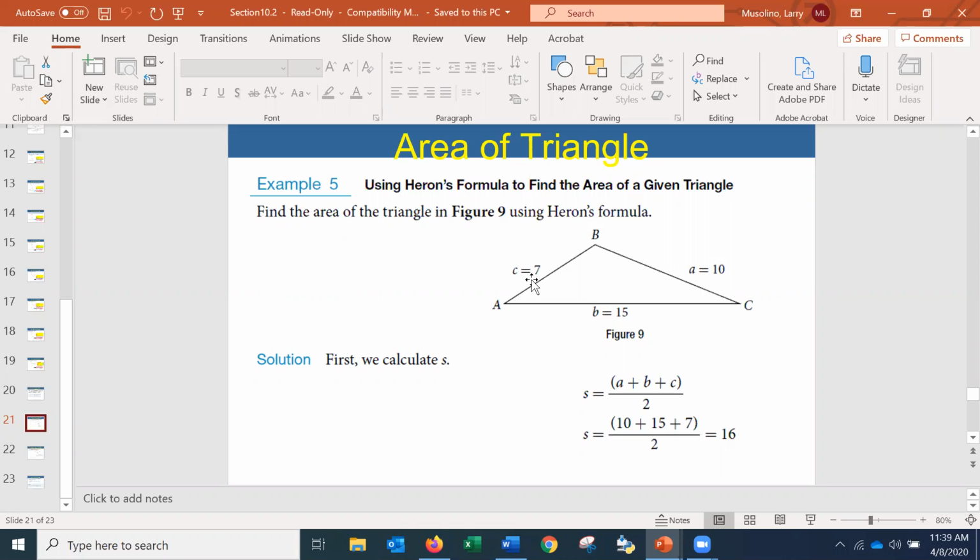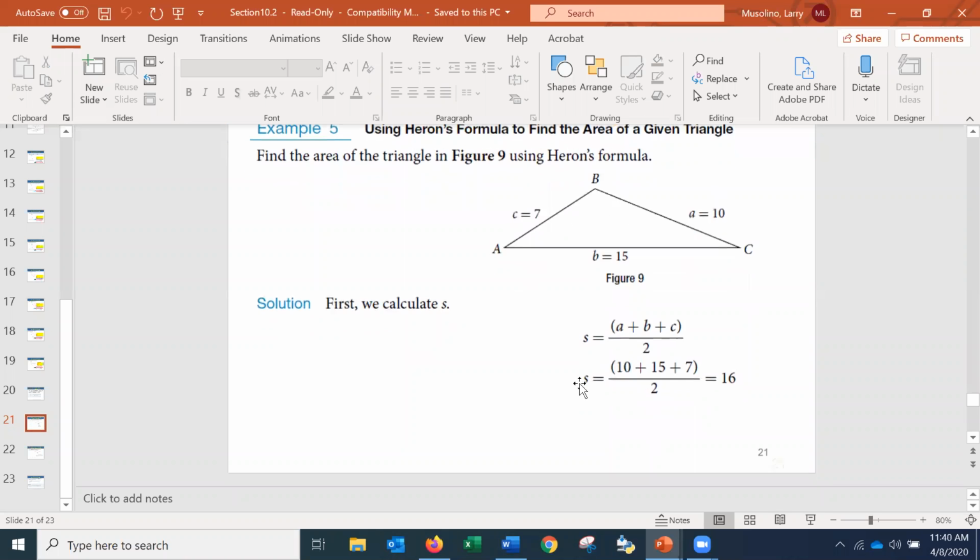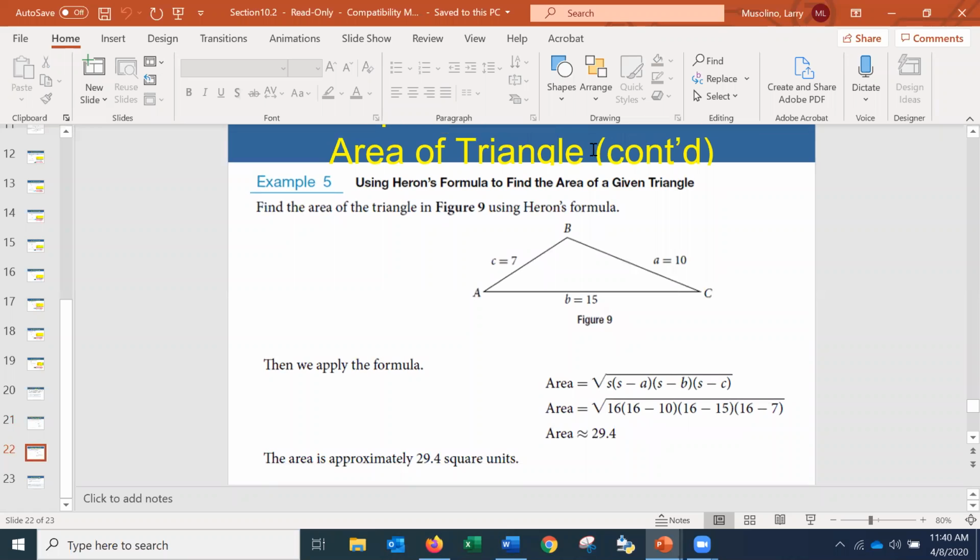First thing I'm going to do is calculate this quantity S. Well, you just add up the lengths of the 3 sides and divide by 2. So in this example, S works out to be 16. Then I just plug into the formula. Let me circle the formula here in blue so you can see it. This is the formula to plug into. This is called Heron's formula.